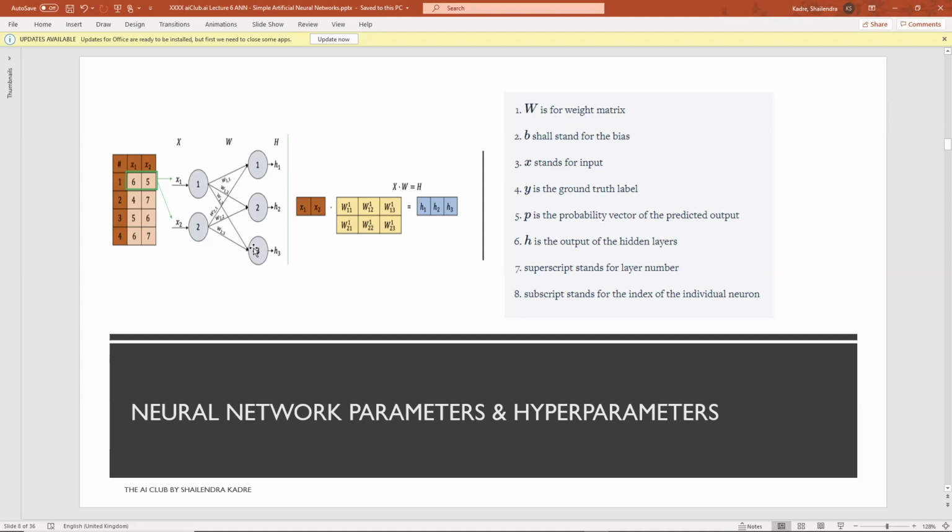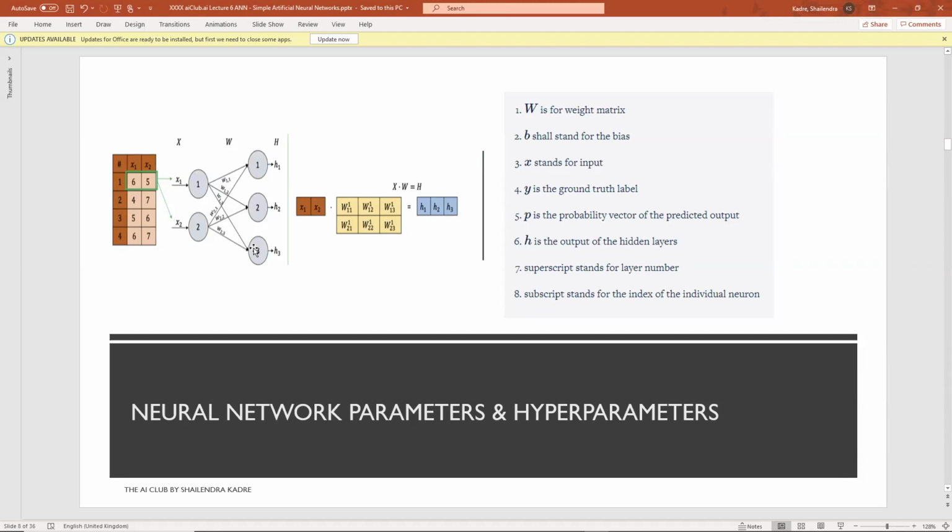Okay. So for every neuron in the hidden layer, we add one bias. So B1, B2, B3, three biases we add. And when we represent B1, B2, B3 together in a matrix, it becomes a vector. It is denoted by B.